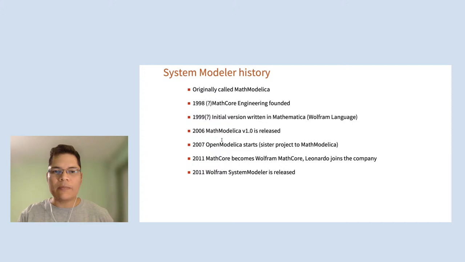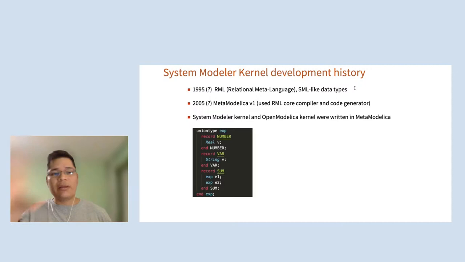So, okay, this is a little bit about the development history of the kernel, which is our compiler. Around 1995, some people from Linköping University developed a language called RML, Relational Meta Language, which was a little bit like SML with some expanded features. The reason this is important is that around 2005, a new programming language called MetaModelica was released, and it used the core compiler of RML and also the code generator.